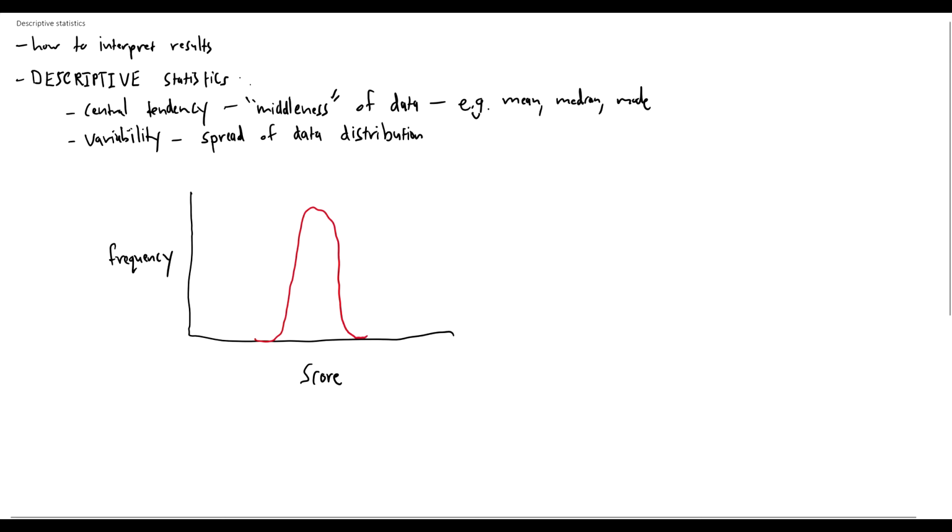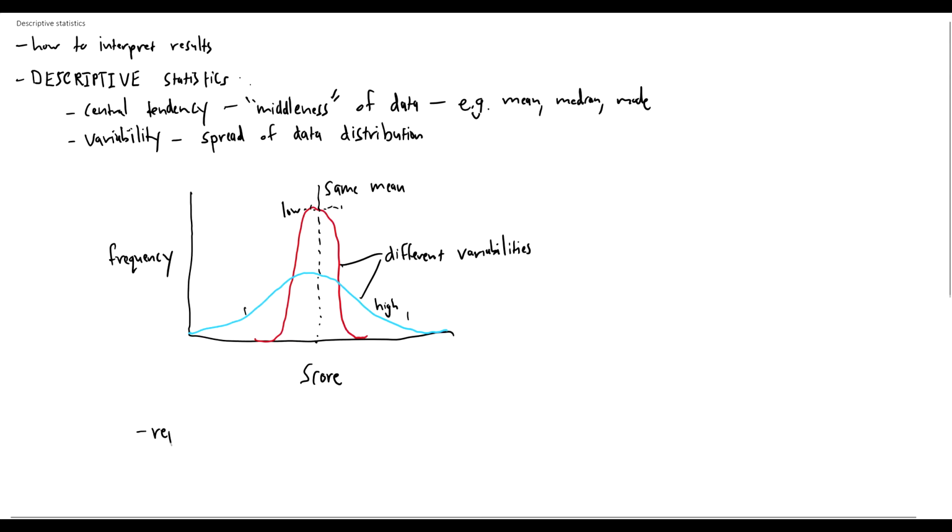In red, we have data with small variability, so the scores are clustered near the measure of central tendency. In blue, we have a wider spread of data, so this is a larger variability. The scores are more spread out around the central tendency. So these two data distributions have the same central tendency, or the same mean in this case, but different variabilities, different spreads. So in blue we have high variability, and in red we have low variability, and we see this represented visually by the width of these curves.